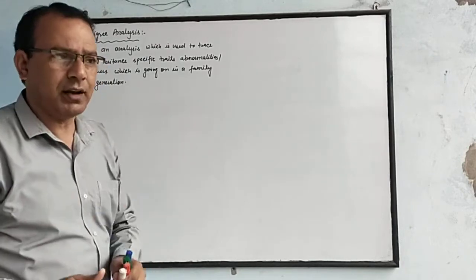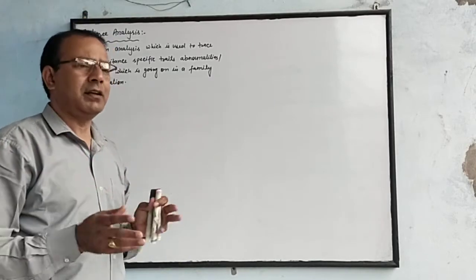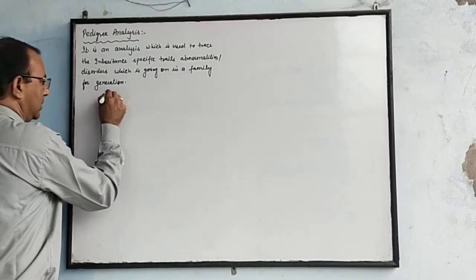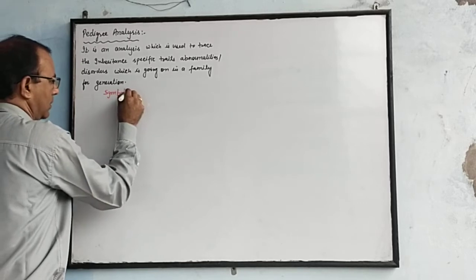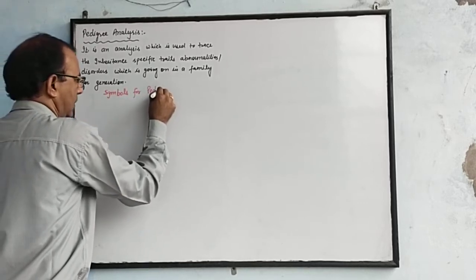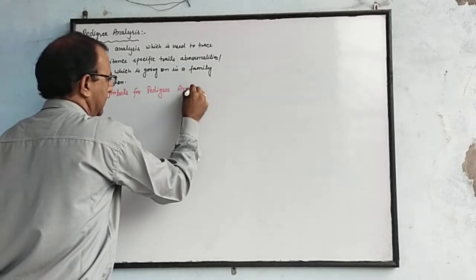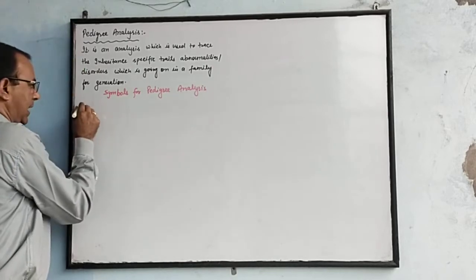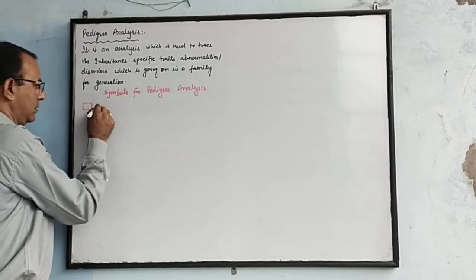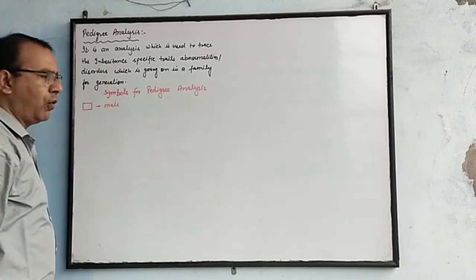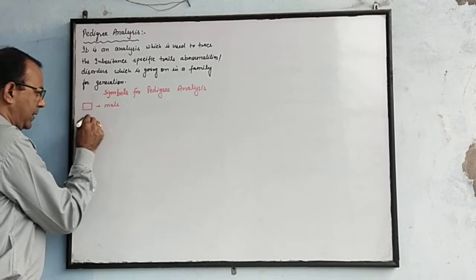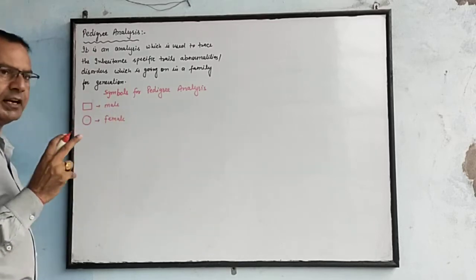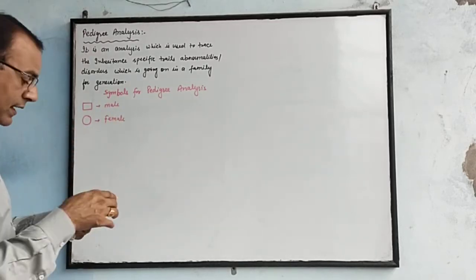We need some symbols to represent offsprings as well as parents and disorder carriers, affected persons or generations. So there are some symbols for pedigree analysis. A male candidate is represented by a square, and a female is represented by a circle. Male is represented by a square and female by a circle.